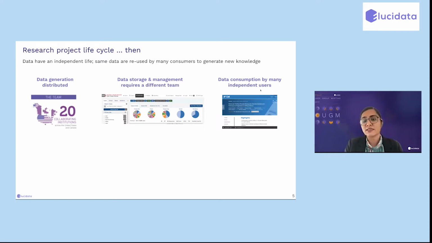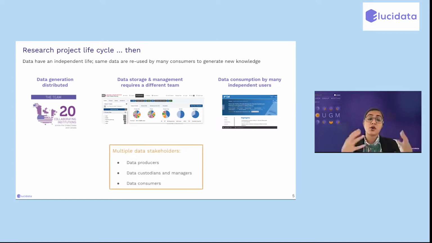And then, of course, all of this data is consumed by independent users who use it in ways that you may not have thought of before. A consequence of data having a life of its own is that there are multiple stakeholders for data at different points in data's life. There are data producers who generate the data. There are data custodians and managers who typically manage and store it and make sure that it can be used by other users, and then there are data consumers who then use this data. And often these people don't really talk to each other.